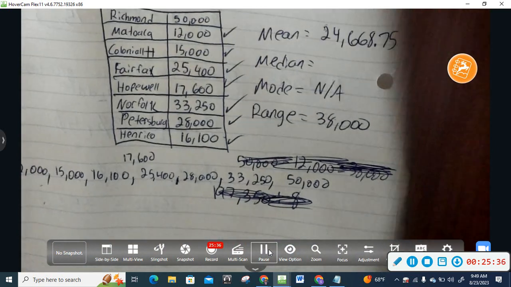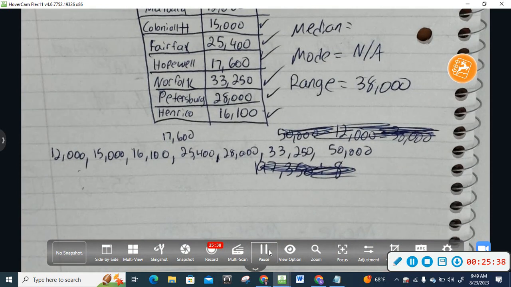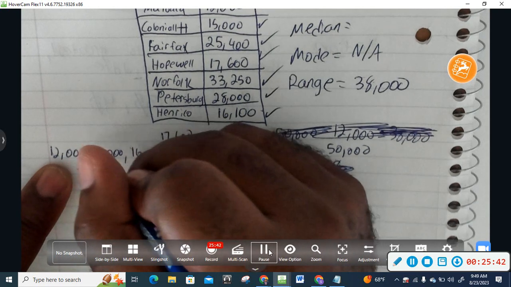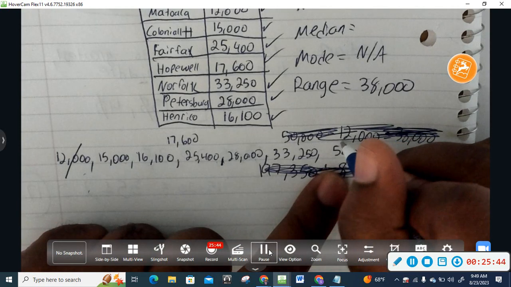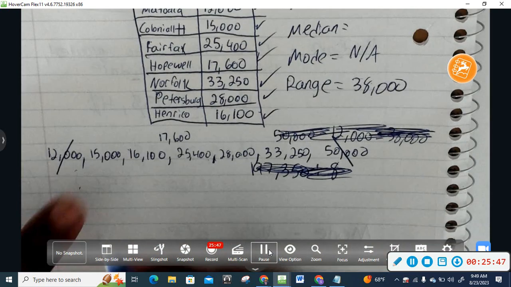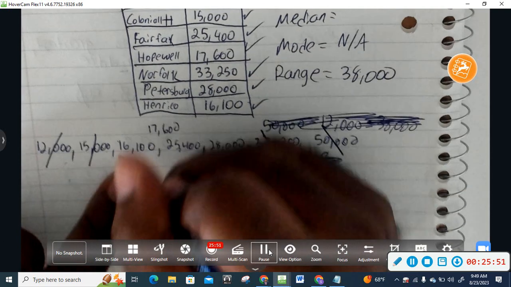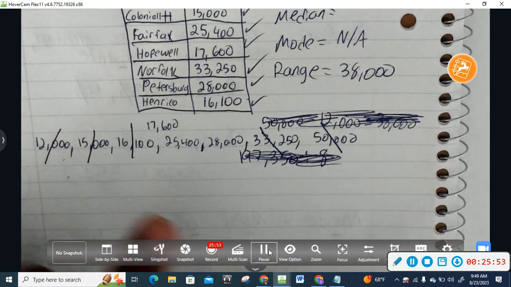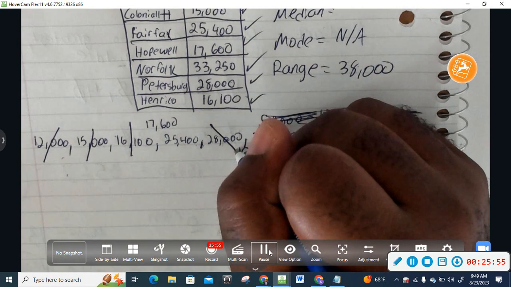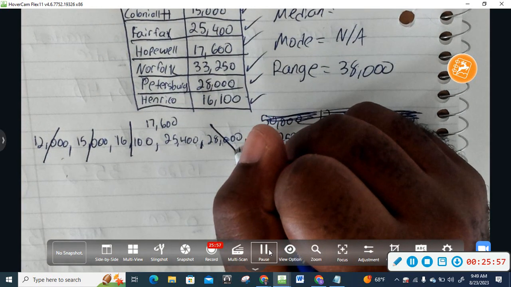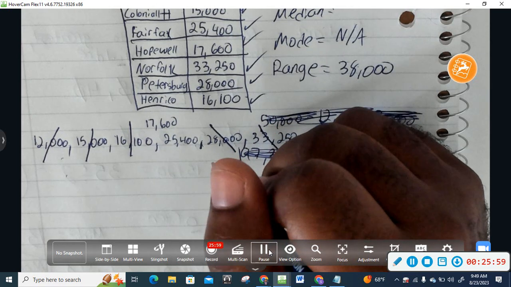Alright, so now for median, we cross out 1 from each side until we're left with 1, right? So let's start from the left side. Cross that out. Cross that out. Cross this one. Cross this one. Cross this. Cross this. So now what happens? Can I cross these last 2 out? Right, we got an even number, right?